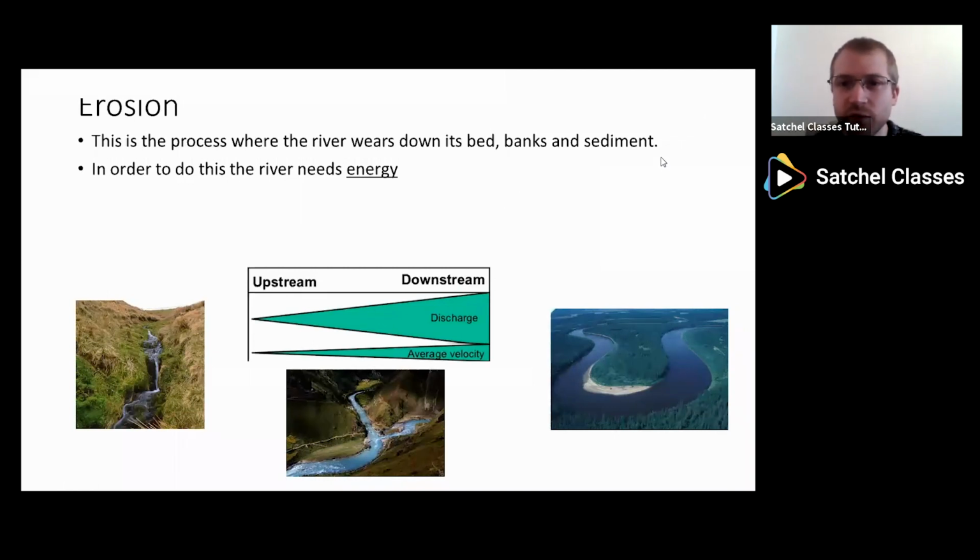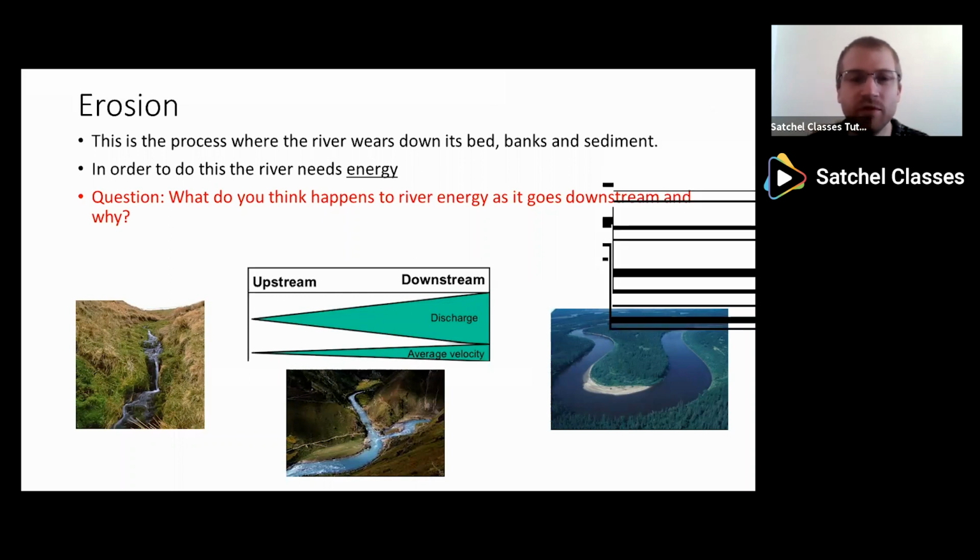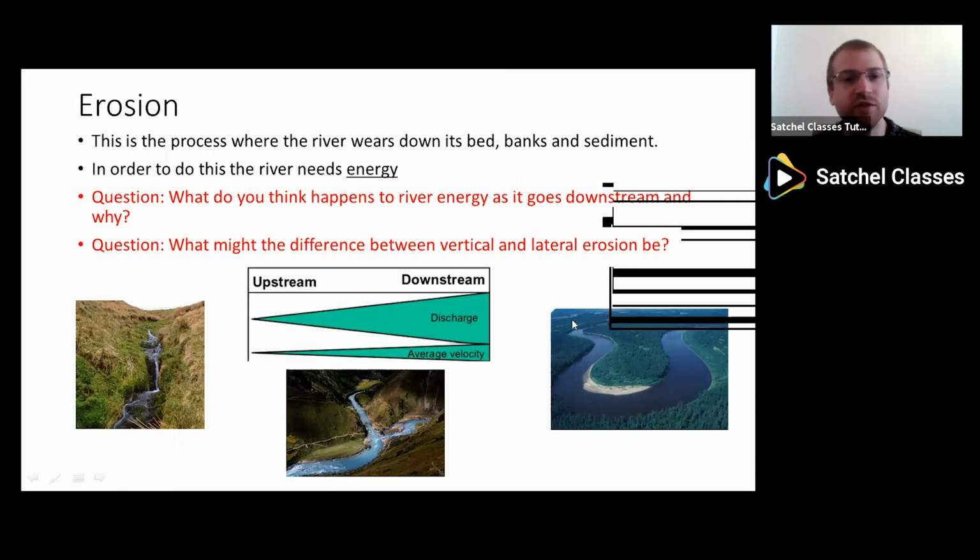So the first two questions that we'll look at are, first of all, what do you think happens to the river's energy as we go downstream and why? And the second question is, what might the difference be between vertical and lateral erosion? What do you think the difference between vertical and lateral erosion is?